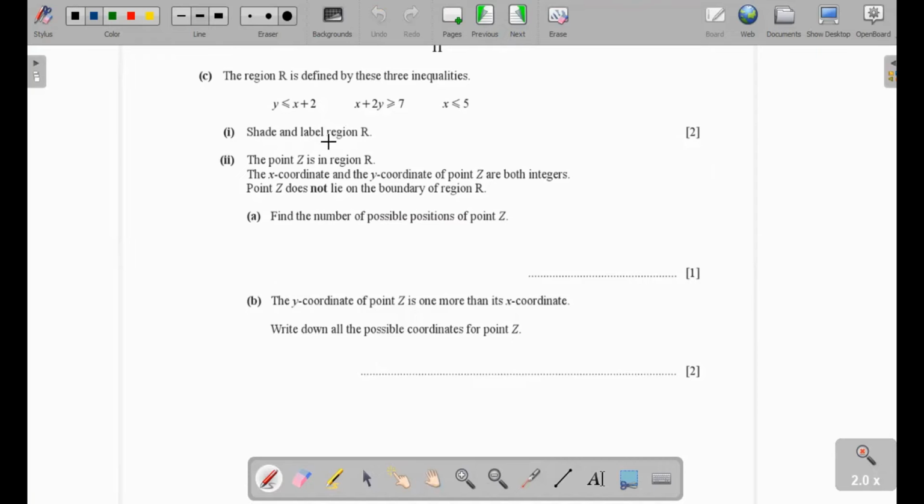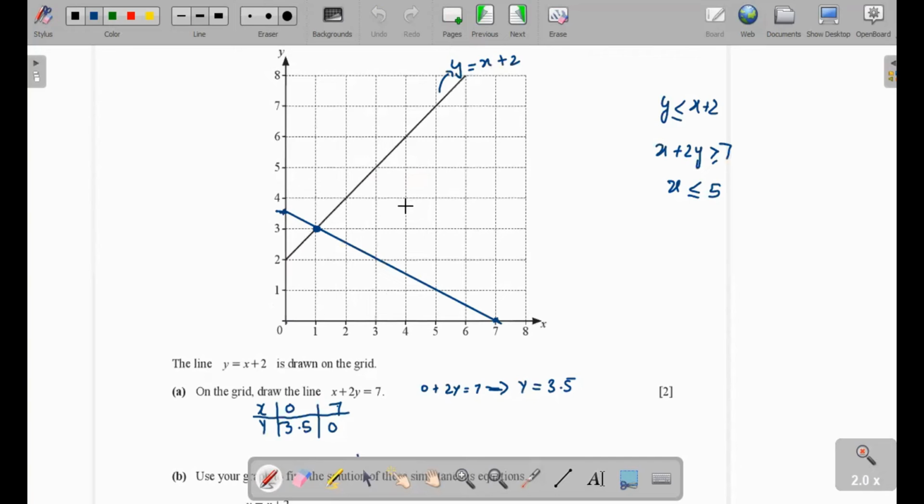Now we have to shade and label the region. Firstly, we will draw the line x equal to 5. Very simple. You can draw the line by points; here is x equal to 5. That line, x equal to 5, is a perpendicular line from the x axis, parallel to the y axis.